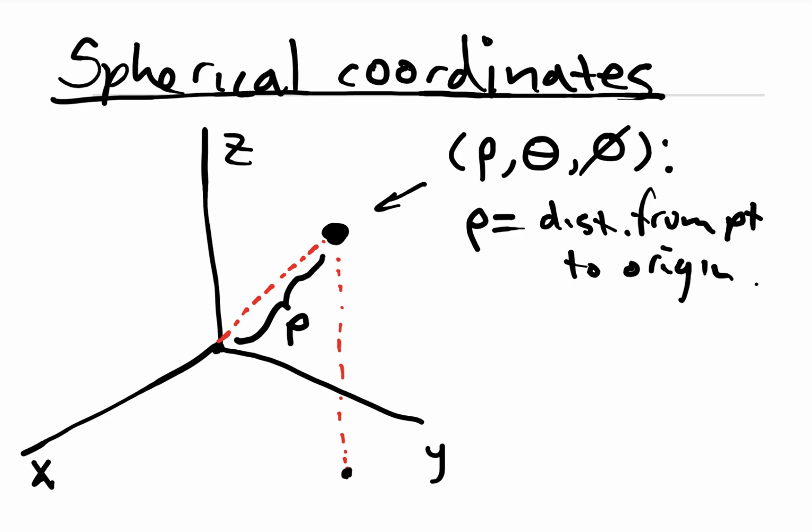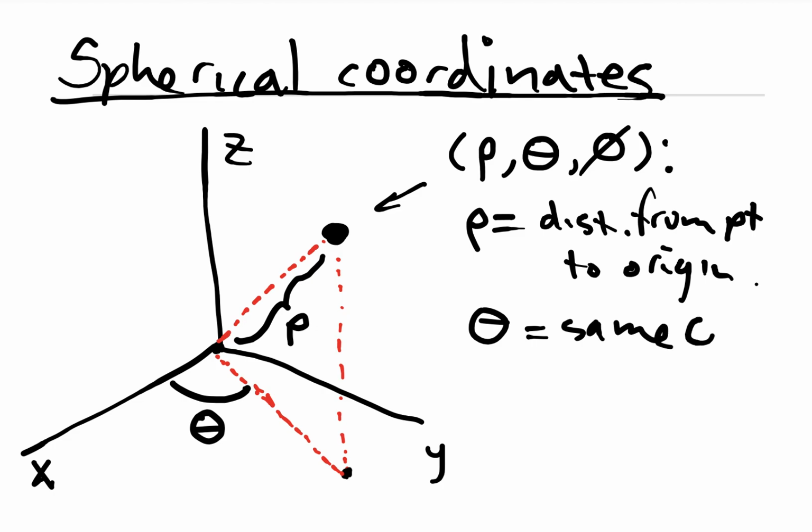Theta, what about theta? Well, this one's actually not new. If you think about connecting that shadow point to the origin via a line segment, and then you measure the angle from the positive x-axis towards that segment, this is the exact same theta that we did before. So this is basically the same exact theta that we used in cylindrical.